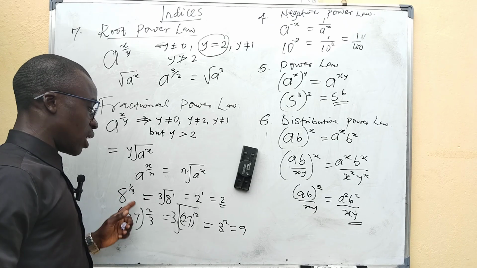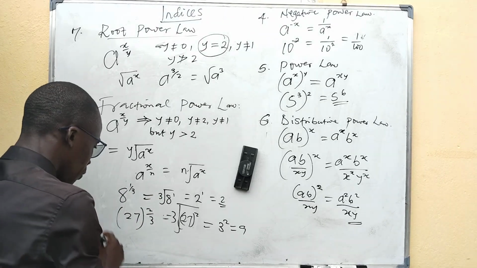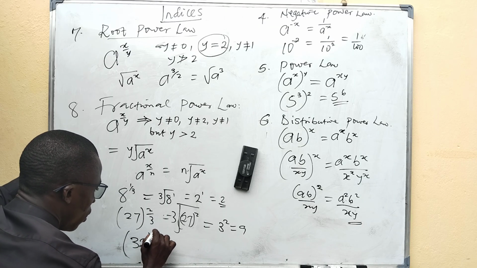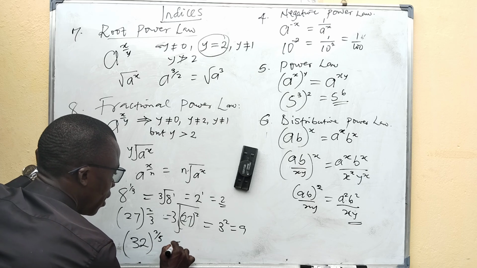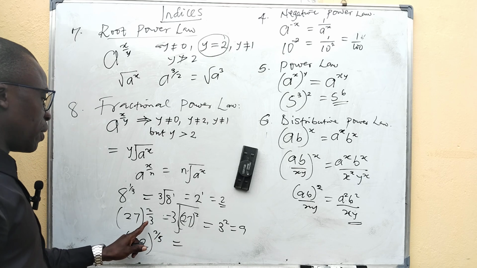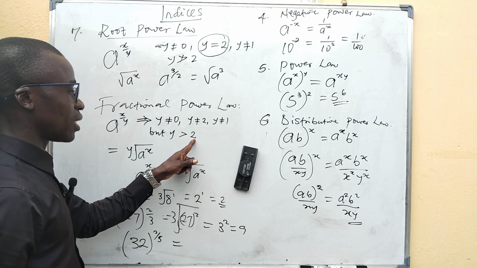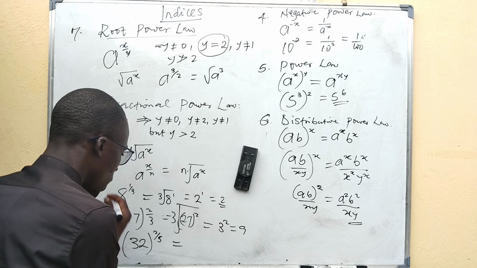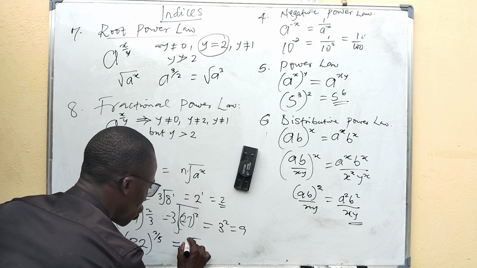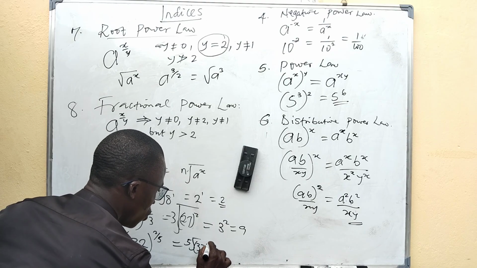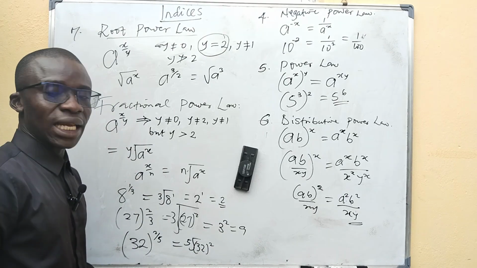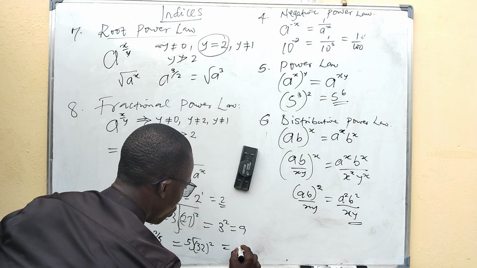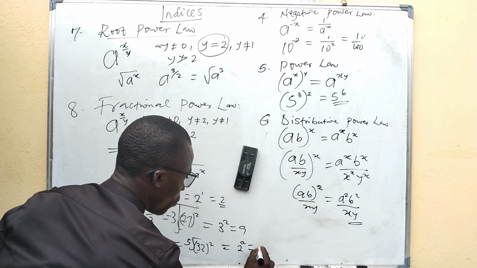Remember, it will not be only 3. In case you have something like 32 raised to the power of 2 over 5, please, it must not be 3. Of course, I have defined it here. It should be strictly greater than 2, so any number can work. So let's assume I have 32 raised to power 2 over 5. It will give us fifth root of 32 raised to power 2. And what is fifth root of 32? That is 2, because 2 raised to power 5 is 32. So I'm going to have it as 2. Then the power here is 2. So 2 raised to power 2 is 4.